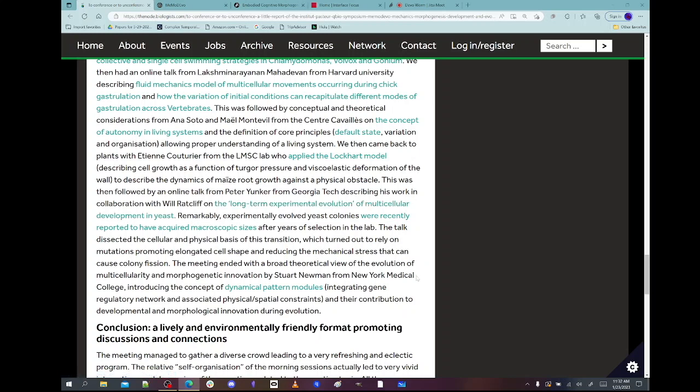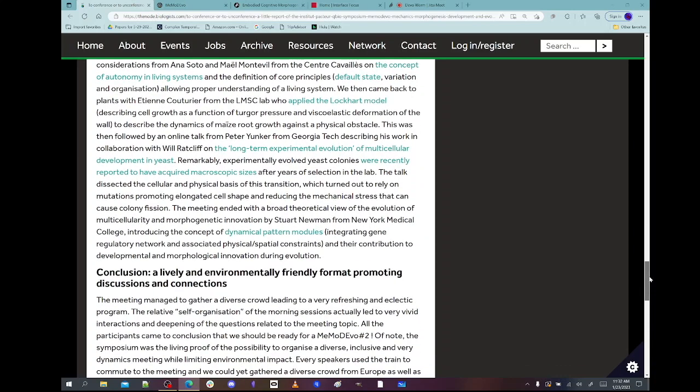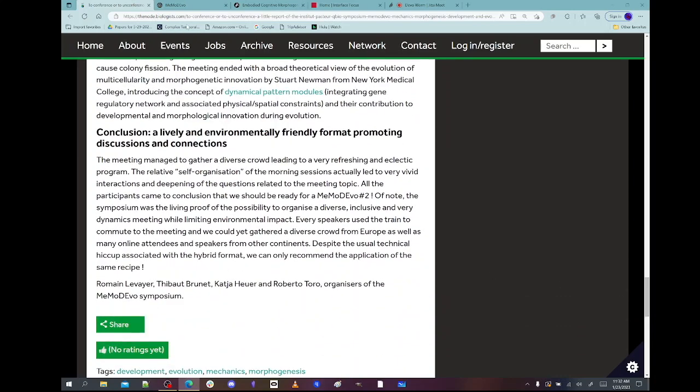And then finally, Stuart Newman provided some interesting ideas about the concept of dynamic pattern modules, integrating gene regulatory networks into models of physical and spatial constraints in development and how those things relate to evolution. So it's very interesting stuff going on there. Like I said, again, I'd be very interested in exploring some of these themes further. There were some questions I had about some of these topics, and it's probably grist for another set of discussions in another meeting.